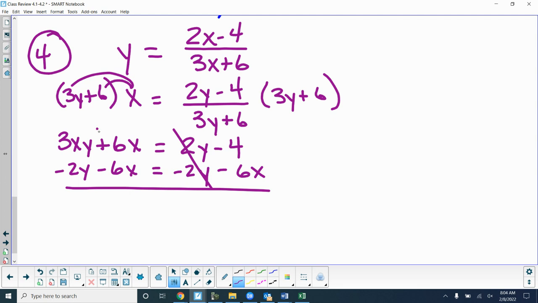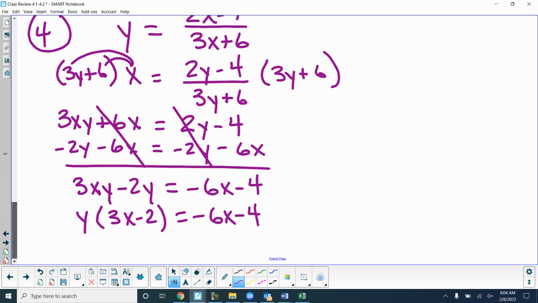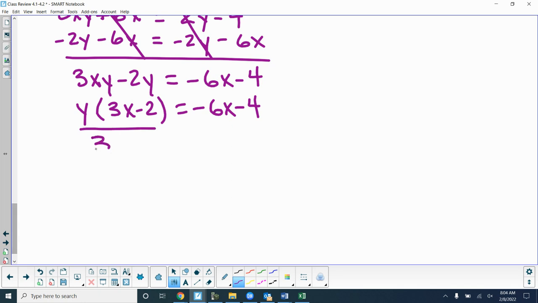So the 2 y's are gone there, the 6 x's are gone there. So I've got 3xy minus 2y on the left and negative 6x minus 4 on the right. Factor out the y, and then you have 3x minus 2. And then divide by 3x minus 2. You don't need to worry about simplifying 6x minus 4 and the 3x minus 2. You can just leave it.